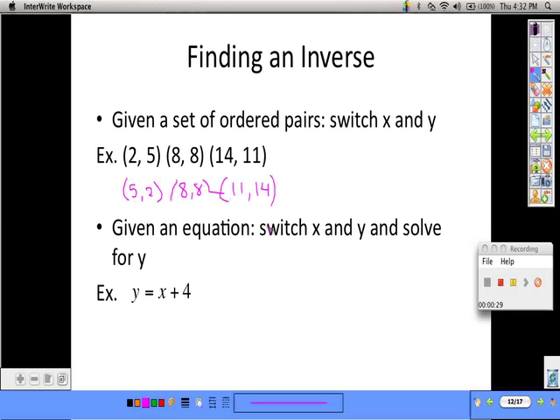The nice thing about this is if you have a graph and you know a bunch of points on that graph, you could graph the inverse of it by simply taking all the ordered pairs and swapping the x's and the y's. A lot of times you're going to have an equation though. To find its inverse, again you switch the x and the y. So x equals y plus 4, and now we solve for y. y equals x minus 4. That is the inverse of the equation y equals x plus 4.